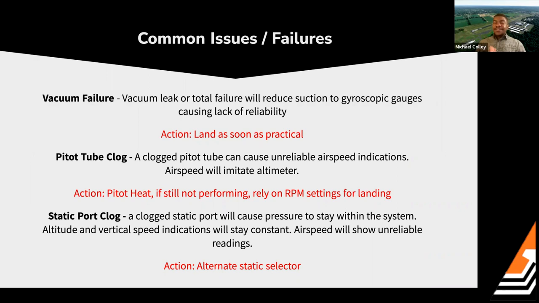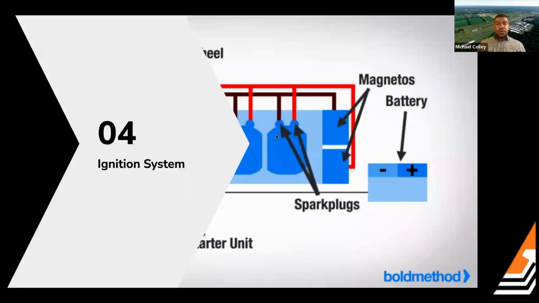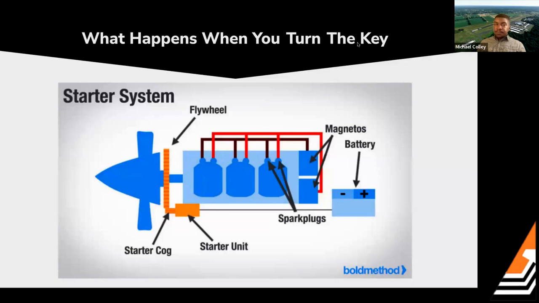Cool. All right, almost through, guys. All right, so continuing there, that is the instruments. Then we go through the ignition system. Running through the ignition system, it's what happens when you start the aircraft, right? You take that key, you start it up. Let's dive in here briefly. Here's what happens when you turn the key, right?